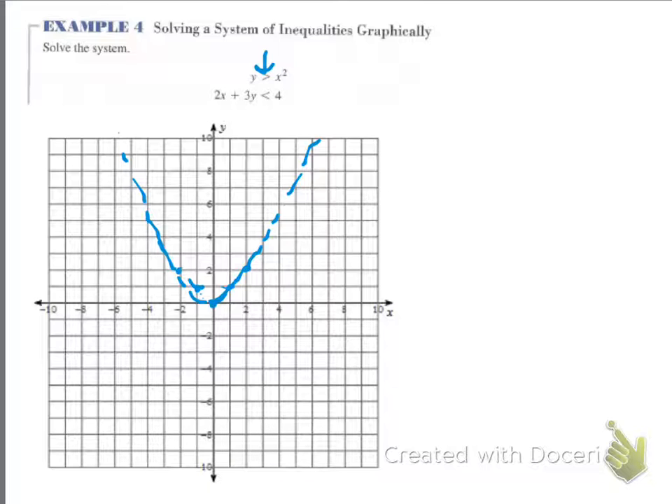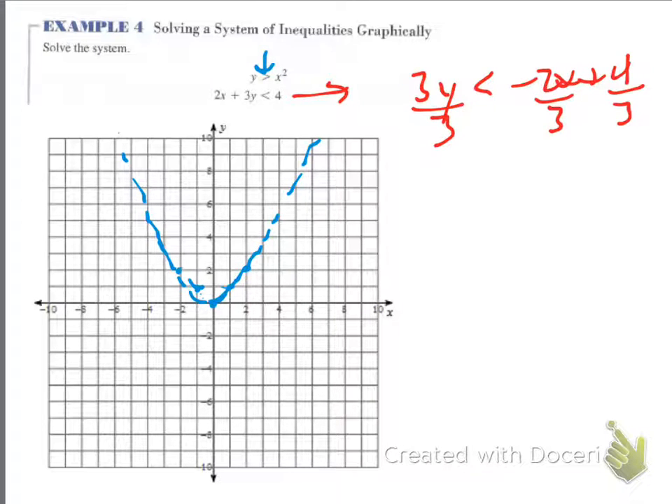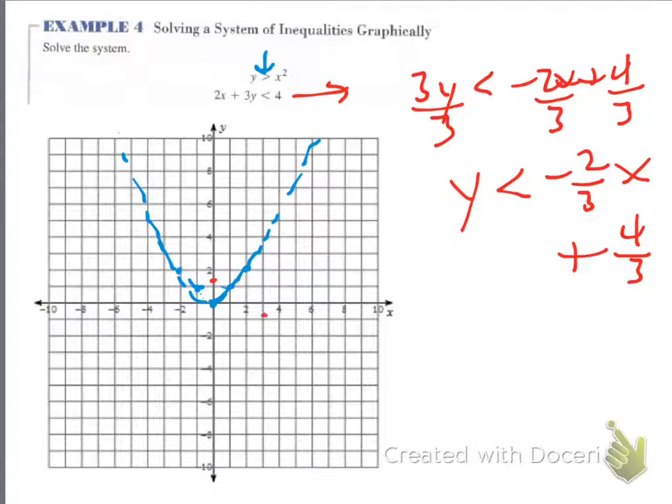Okay, let's change colors here. Alright, so here, you're going to have to solve for y. Whether you use the calculator or not, you're going to have to solve for y. So 3y less than negative 2x plus 4. Divide everything by 3. So y is less than negative 2/3 x plus 4/3. So your y-intercept is at 4/3, which is just a little bit past 1. Now we're going to go down 2 to the right 3.